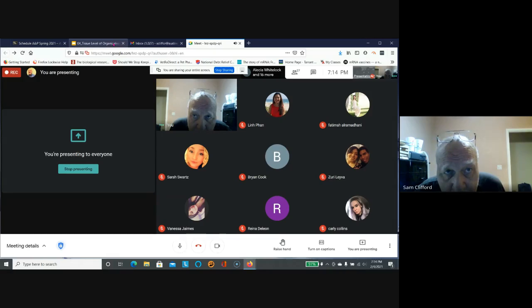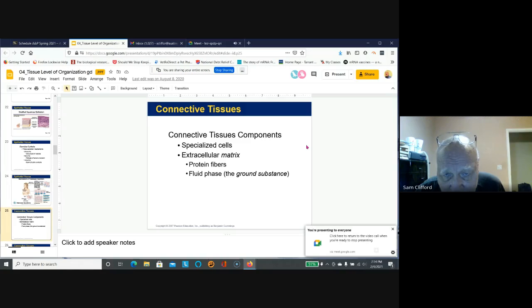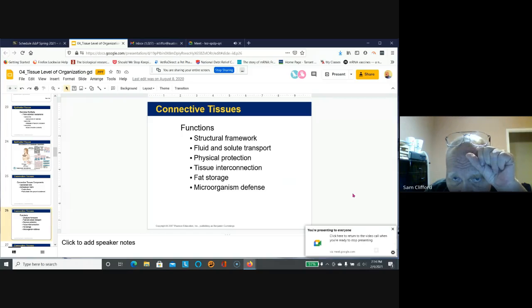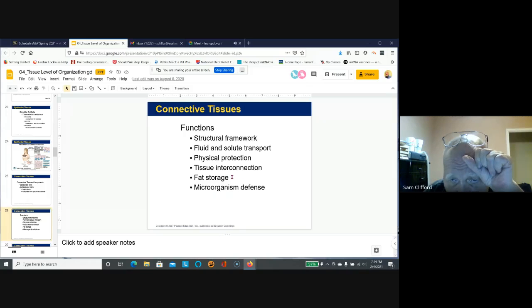Nope. Okay. So connective tissues have protein fibers and a ground substance and specialized cells. Let's see what that means. What do they do? We'll see what the ground substance is in a moment. So cartilage is found on the end of bones and so on. It physically protects. Adipose tissue can store calories, and there's cells that will kill microorganisms that get into that tissue.